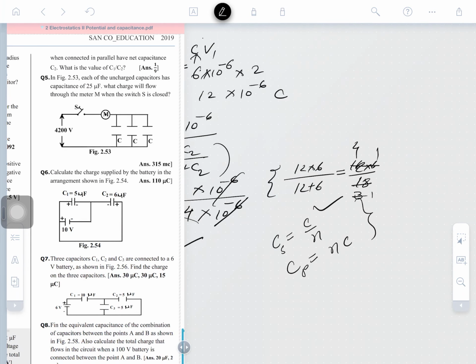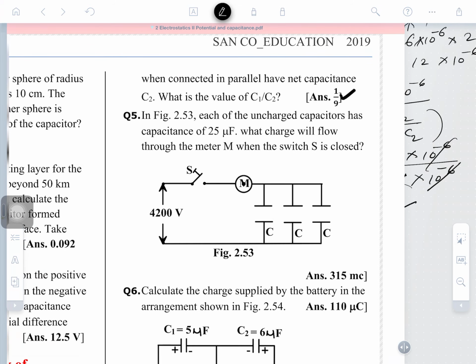So we are to find out their ratio, C1 to C2, series to parallel. So the ratio CS to CP. What is CS? C by 3. What is CP? 3C. This 3 will come down, so C by what? 3 threes are 9, into C. C, C cancel, 1 by 9. These questions are to be solved orally. Clear guys? This is 1 by 9.